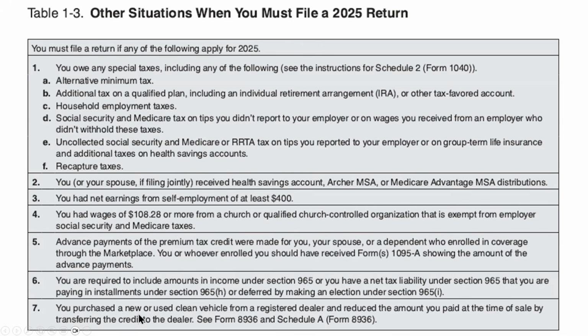And then lastly, if you purchased a new or used clean vehicle, such as an electric vehicle, from a registered dealer, and you reduced the amount that you paid for the vehicle by transferring your credit. For 2025, or at least for part of 2025, you can get a credit if you buy an electric vehicle. And sometimes instead of taking that credit yourself, you can just transfer that credit to the dealer. The dealer then reduces the sales price of the car by the amount of that credit, and they will then report that to you for your tax return. So if you had that situation, then you have to file a tax return. You will want to be familiar with this. Make sure you understand, at least conceptually, these areas where you need to file a return regardless of your income.